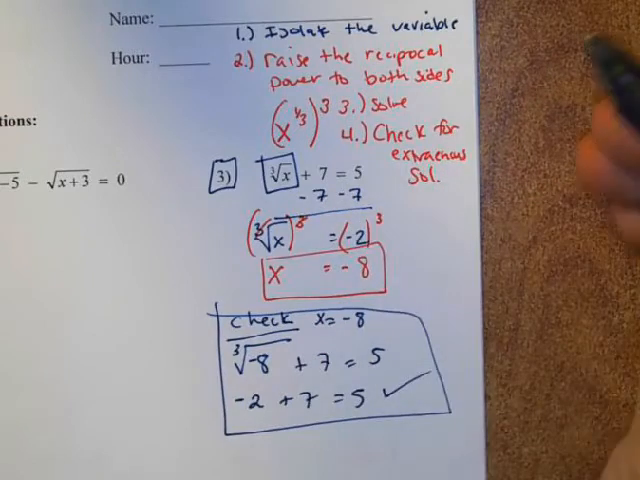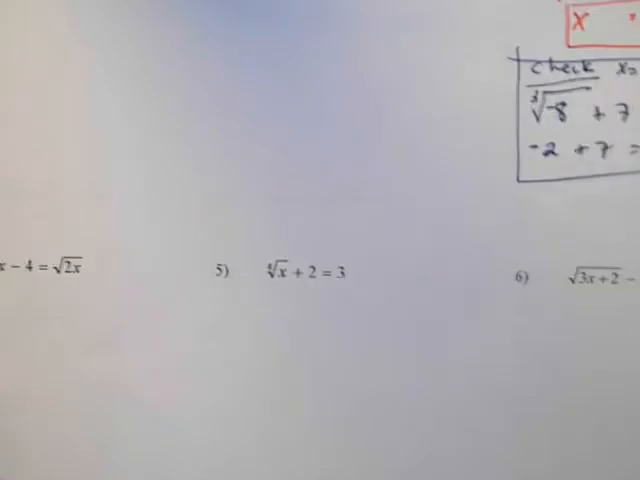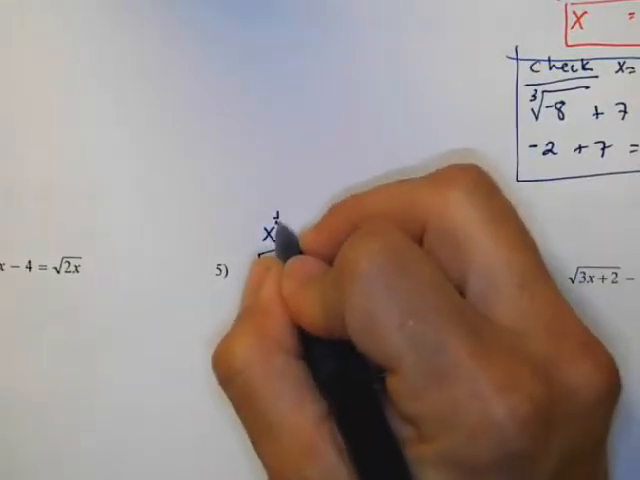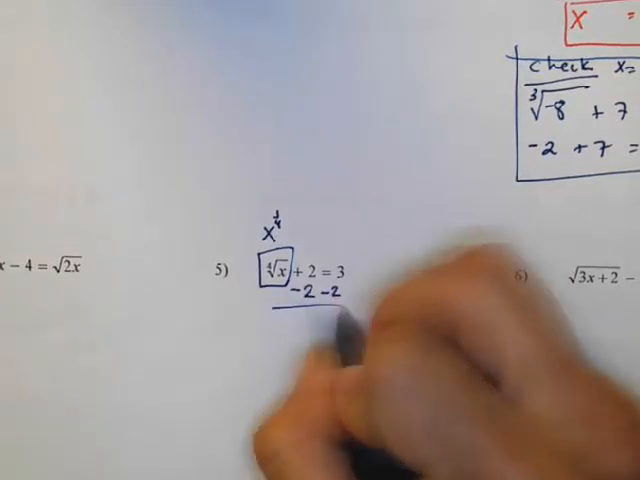Again, these are fairly simple equations, just one step. Question number 5 down here in the middle. This again is my radical. This time it is the 4th root, so what that really means is to the 1/4 power. So first I'm going to isolate that, so I'm going to subtract 2.